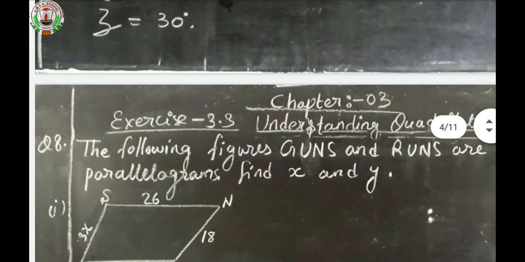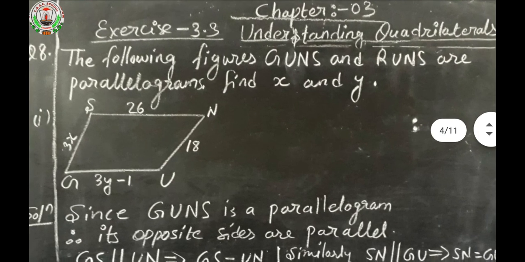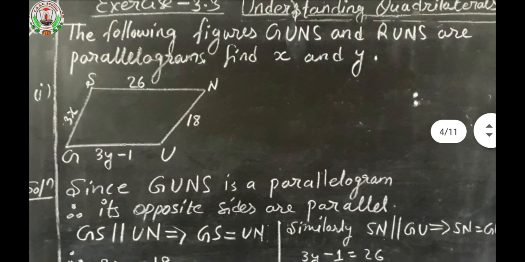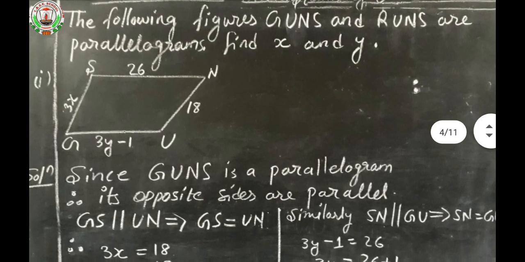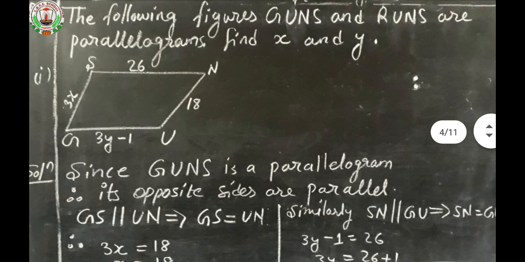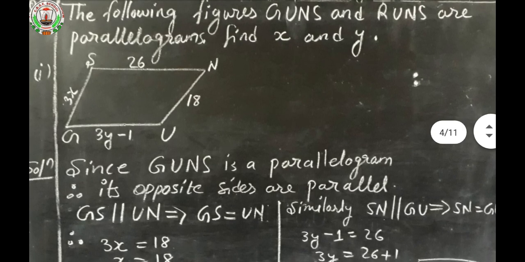Now question number 8. What is the question number 8 we are having? In the following figure, GUNS and RUNS are parallelograms, isn't it? Then if these two are parallelograms, find the value of x and y. That means in question number 8 we are having two parts. First is the parallelogram named GUNS, and second is the parallelogram named RUNS. These are the two parallelograms whose values of x and y we have to find.